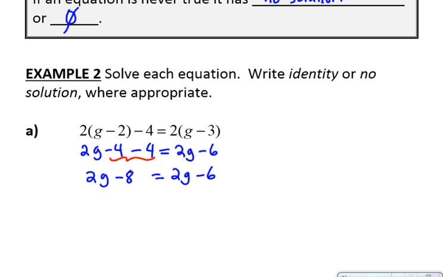Then I will combine my g's, so I'm going to subtract. You can see they're the same, actually. When I subtract the 2g from both sides, it's going to result in a statement that, let's cancel, negative 8 is equal to negative 6. Well, obviously, negative 8 does not equal negative 6. So this would be an example where it's not true, and there's going to be an answer of no solution. So I'm going to write that 0 with a slash through it to say that there is no solution to example 2a.